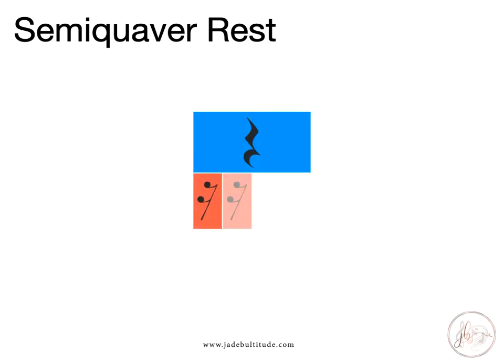So if we look here, at the top we have our crotchet rest, which is worth 1 whole beat. And then inside this, we can fit 4 semiquaver rests as they are a quarter of a beat.